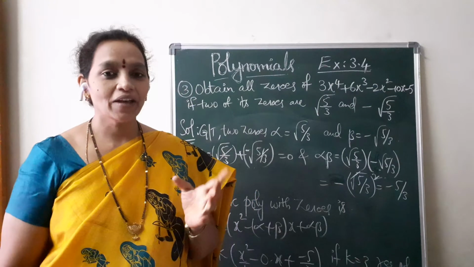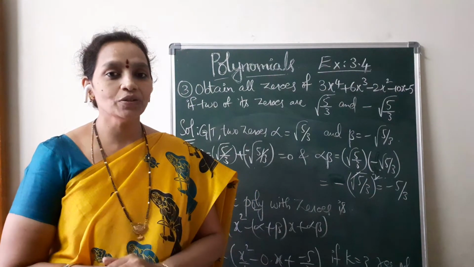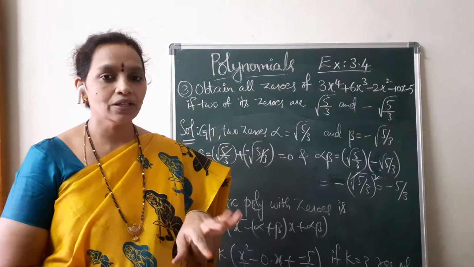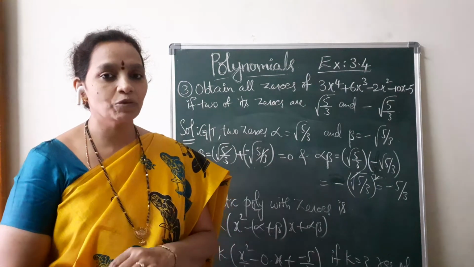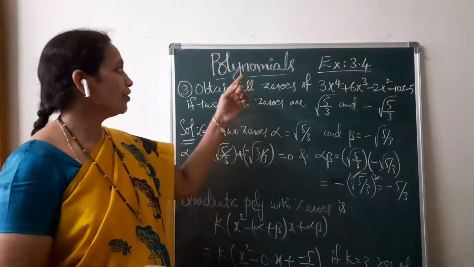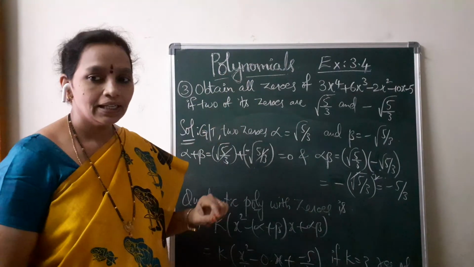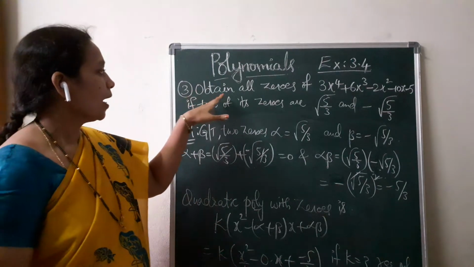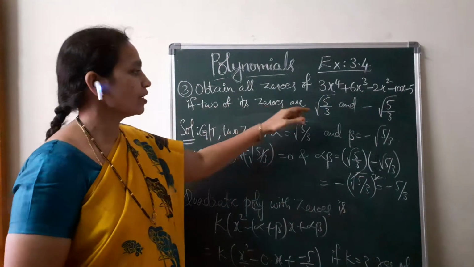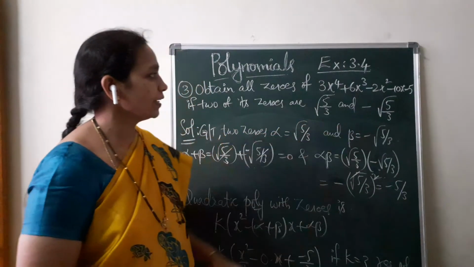In this channel I want to explain the 10th class syllabus. I've already explained three chapters and I'm going to explain the further chapters also. In this video I'm going to explain about polynomials. So the third question is: obtain all zeros of the given polynomial if two of its zeros are root 5 by 3 and minus root 5 by 3.